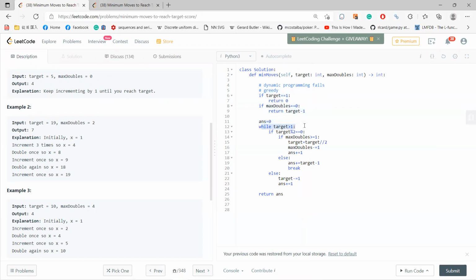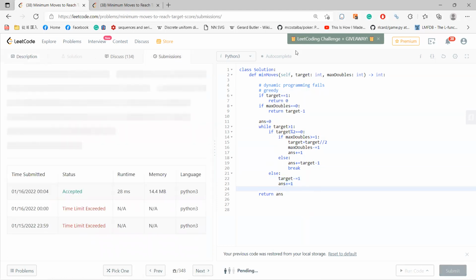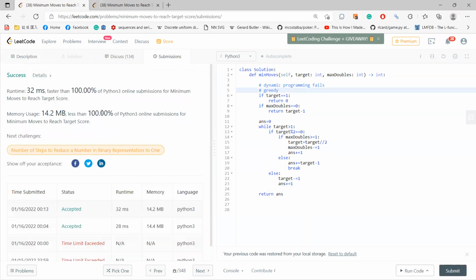So the same thing: if the target is 1, return 0. If max double is 0, return target minus 1. Initialize the answer. If the target is greater than 1 and the target is even, then if you can still use a double, you divide the target by 2, decrease the max double by 1, and add 1 to the answer. Otherwise, that means you don't have any doubles, so you immediately add target minus 1 to the answer and break this loop. If the target is odd, the only way is target minus equal to 1 and add 1 to the answer. You can see that this is very fast. This is the greedy algorithm that you can try to think of.